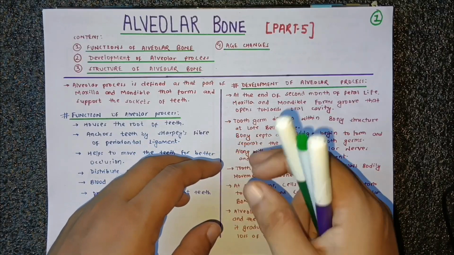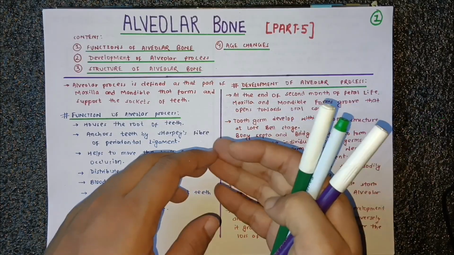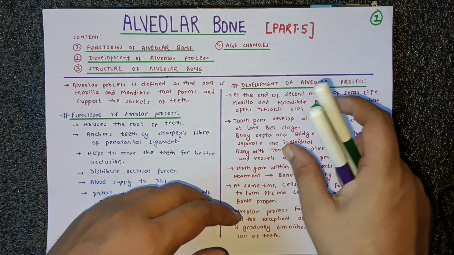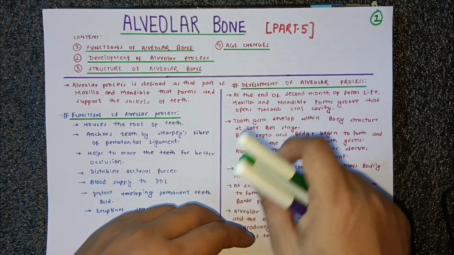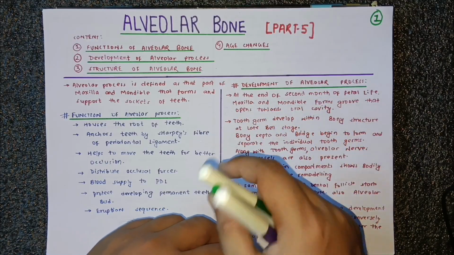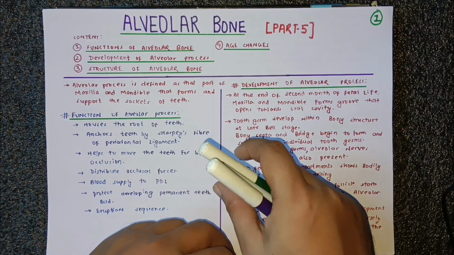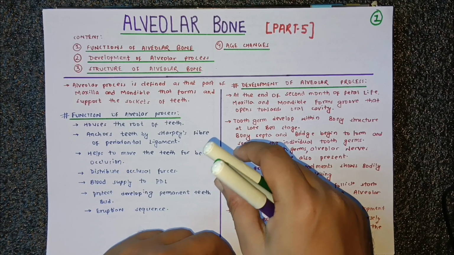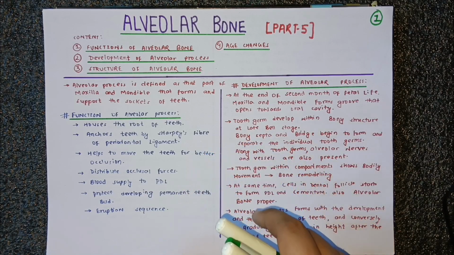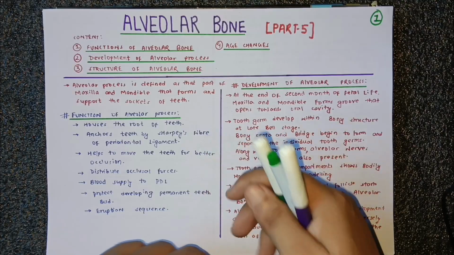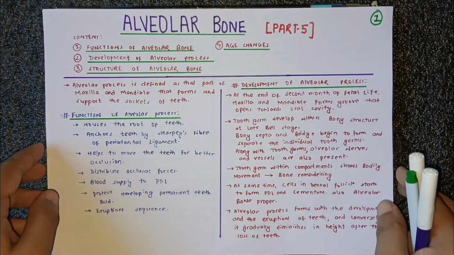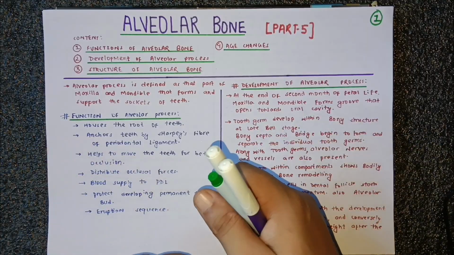The chapter's name is alveolar bone, but in the previous video we discussed the general concepts of bone, which are applicable in every part of the body. In today's video we will be particularly discussing the histology of the alveolar bone. This video is very important, and it is the last video of the alveolar bone. After this video we will start another chapter of dental histology. So without delaying much, let's start today's video.